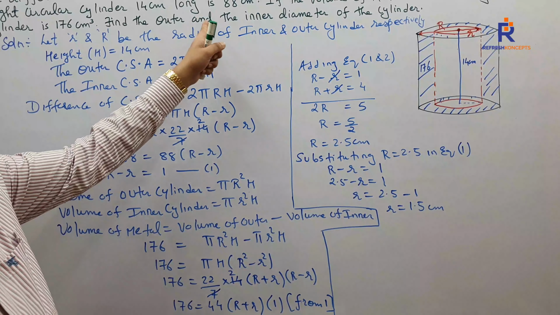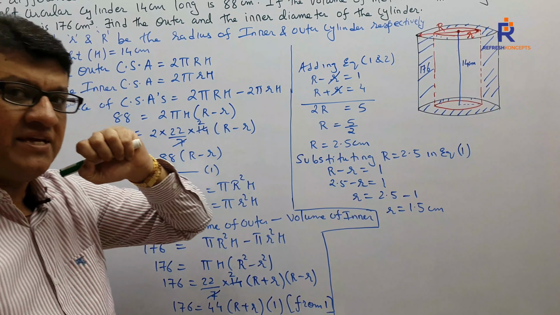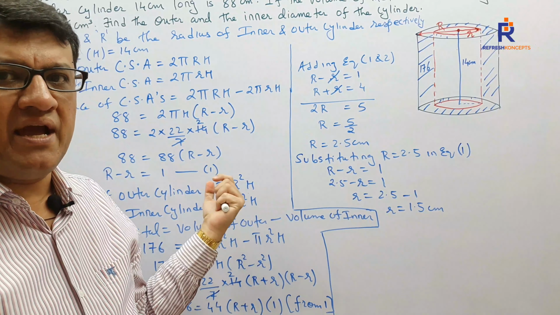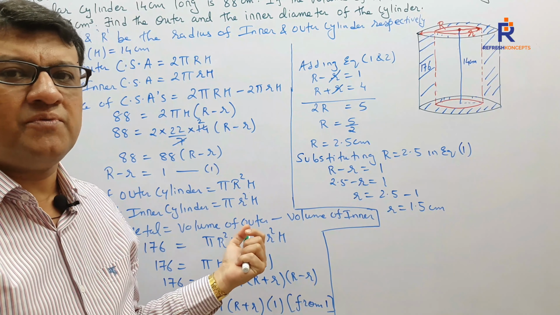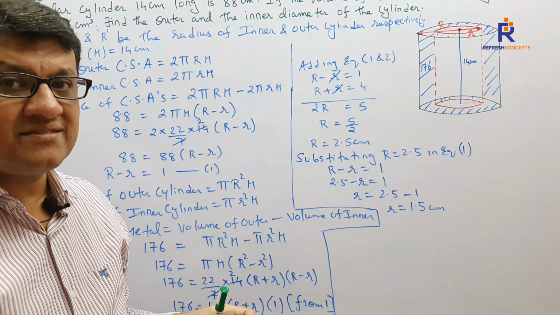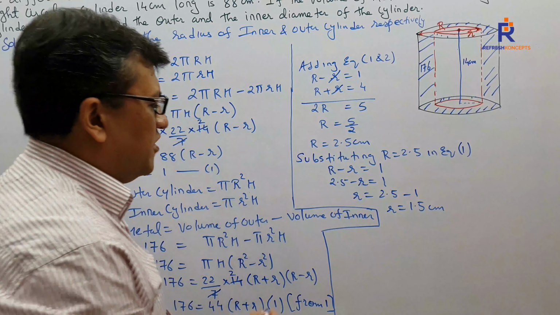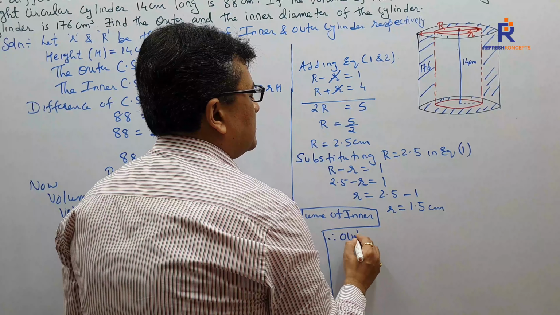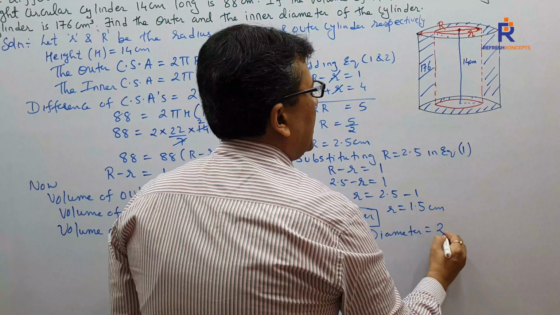Mind you, they never asked us to find out the radius. At times we do not read the question properly and we simply say, okay, I got my r and I'm done with my sum. So children, see to it that you read the question very properly. It is not the radius being asked. It is the diameter we are supposed to find out. Therefore, outer diameter, which is what they are asking, is 2 times capital R, which is 2 times 2.5, 5 centimeter.